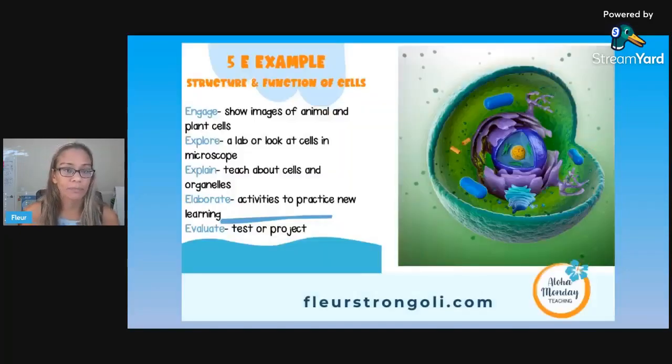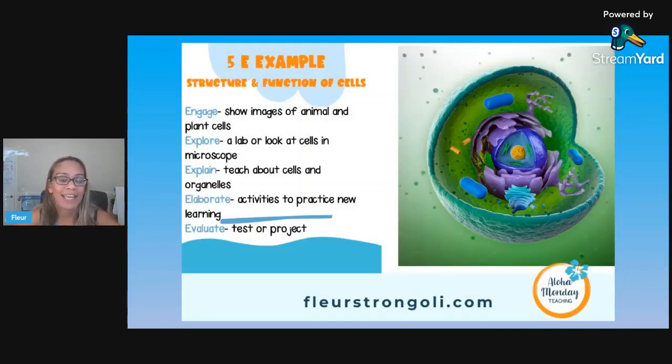All right, so let's go ahead and make a 5E lesson all about the structure and function of cells. So this is an animal cell. We are going to go through each, and I'll give you examples of engage, explore, explain, elaborate, and evaluate.